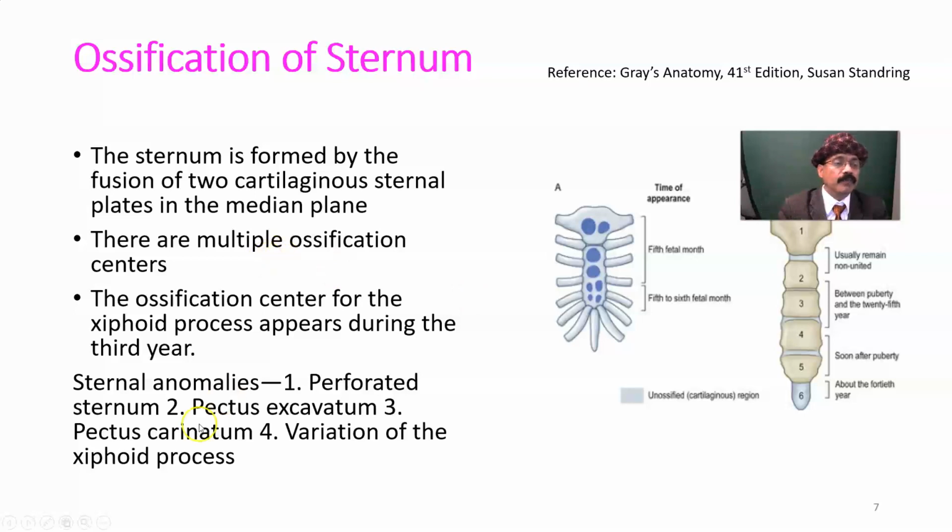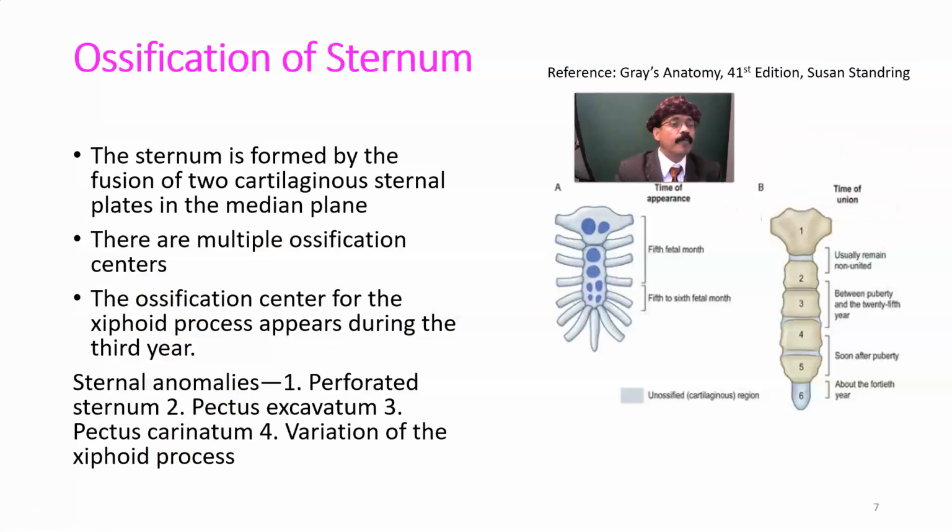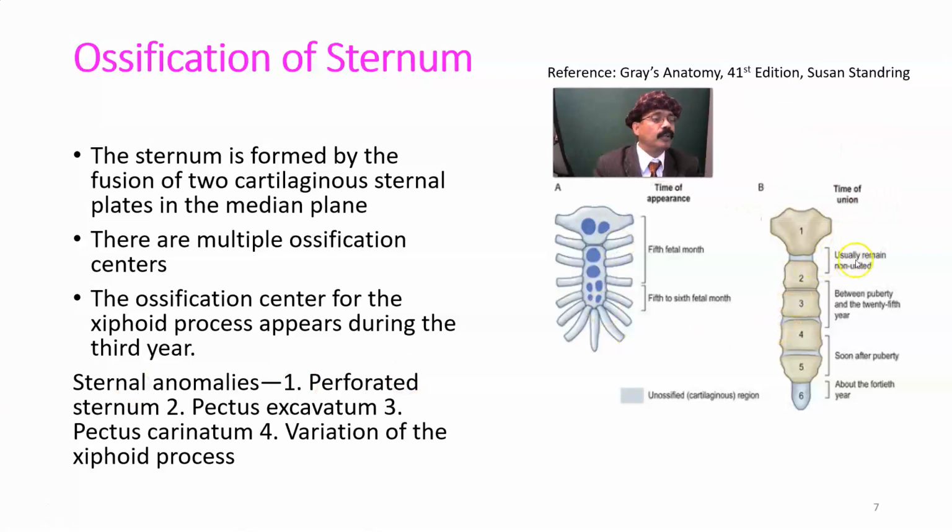Okay, here the xiphoid process is not shown. Xiphoid process center comes around the 3rd year of life. Okay, that's why it is not shown here. So fusion occurs, usually remains ununited. It is a symphysis. It is not united, no bony communication. This happens during puberty. Soon after puberty, about the 40th year, these two parts join. Before that, it is symphysis. After that, it becomes synostosis.